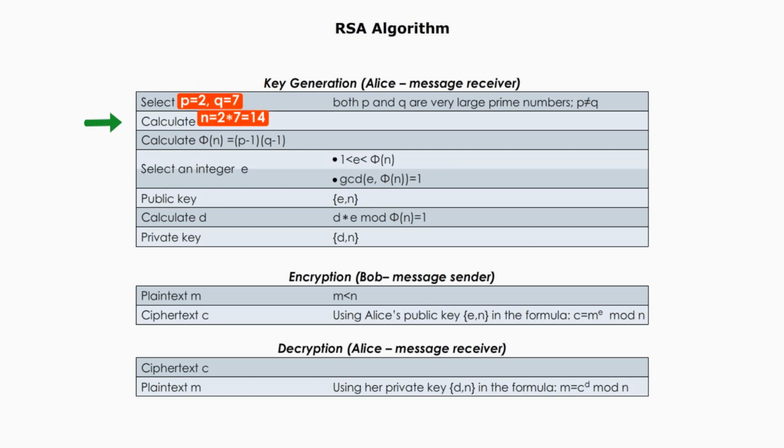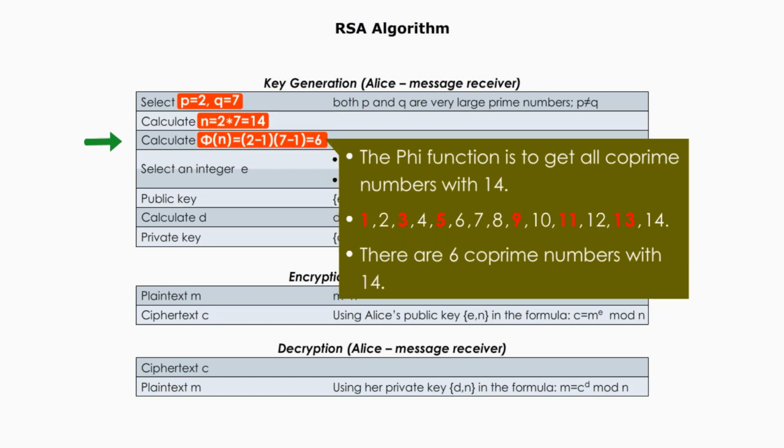Then we calculate n using the formula n equals P times Q. Thus, n is 14. When I use "we" or "she" in my explanations, it means Alice or Bob, depending on the context. The next sub-step is a little bit complicated.